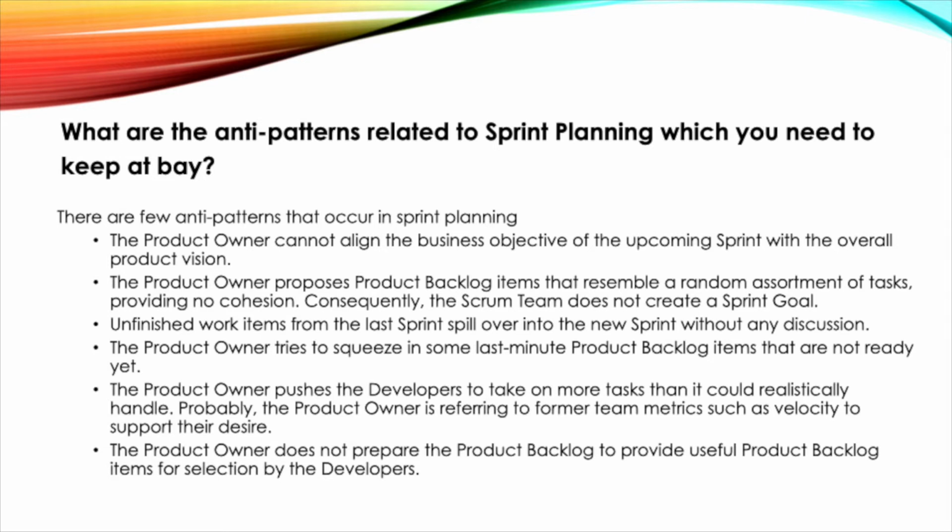Unfinished work items from the last sprint spill over into the new sprint without any discussion. The product owner tries to squeeze in some last-minute product backlog items that are not ready yet. The product owner pushes the developers to take on more tasks than they could realistically handle, probably referring to former team metrics such as velocity to support their desire. The product owner does not prepare the product backlog to provide useful product backlog items for selection by the developers.